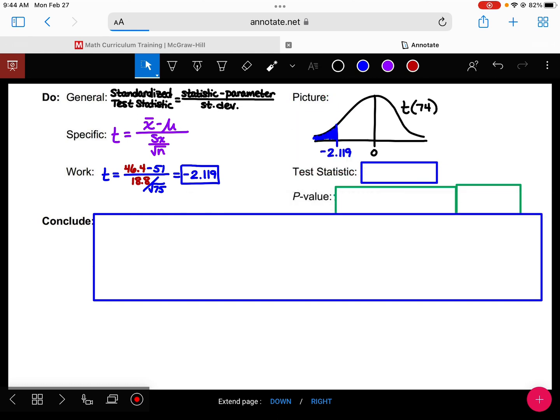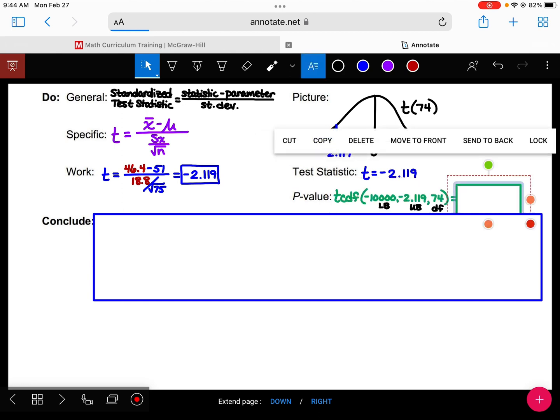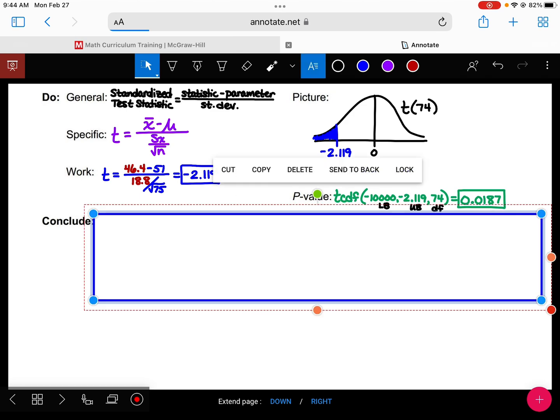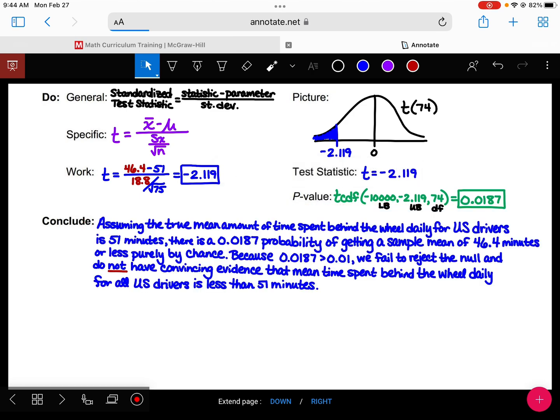Drew my picture. You do have to label it so they know whether it's a normal curve or a t-distribution. T, and then you label it with the degrees of freedom. So t74. We have our test statistic, which we use to find our p-value of 0.0187. Since they had us use an alpha level of 0.01, we failed to reject the null. At an alpha level of 0.05, we would reject it, but at 0.01, we fail to reject.